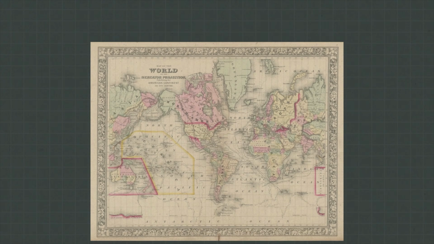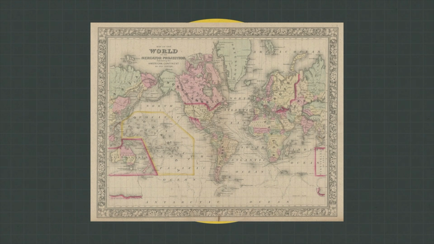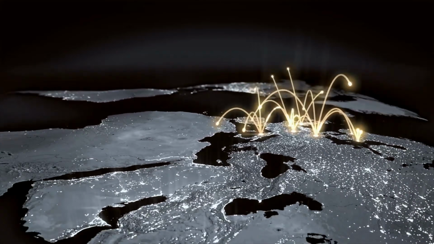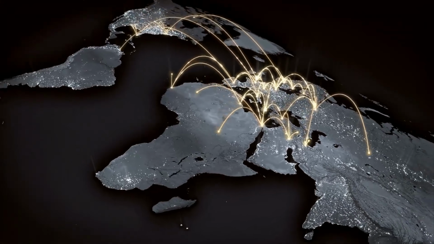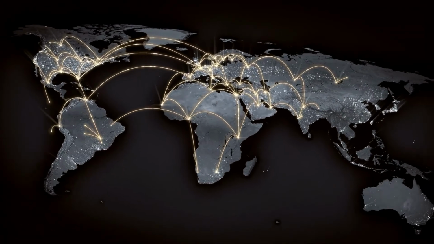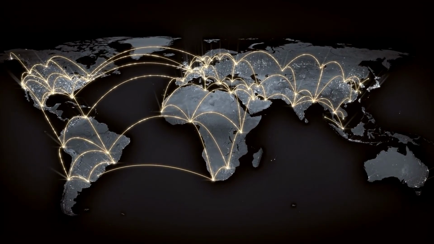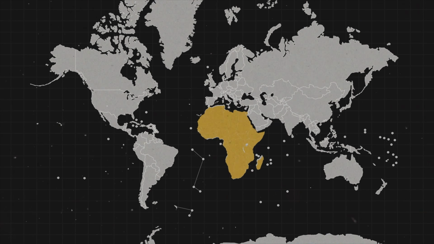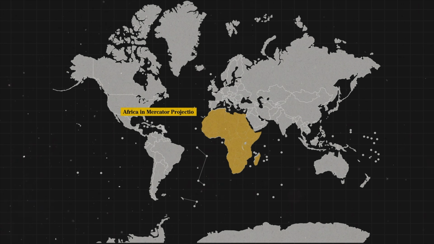The map most people are familiar with, the Mercator projection, was developed by Gerardus Mercator in 1569. While it was invaluable for navigation, preserving angles and straight lines to help sailors chart their courses, it grossly distorted the relative sizes of land masses. Regions near the equator, such as Africa, appear much smaller, while areas farther from the equator, like Europe and North America, are exaggerated in size.